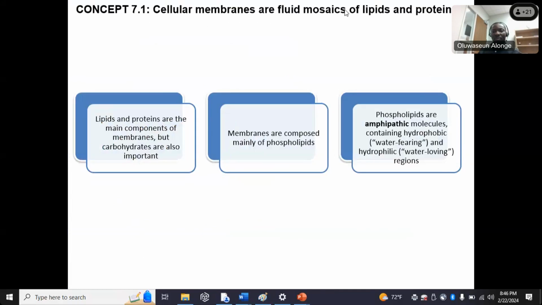Now, from chapter 6, I told you that the cell membrane is semi-permeable and that it is made up of both a hydrophilic head and a hydrophobic tail. The phosphate that makes the head of the cell membrane is hydrophilic, and the two fatty acids that make the tail are hydrophobic. And I told you that any structure that has both hydrophobic and hydrophilic regions is called an amphipathic structure.